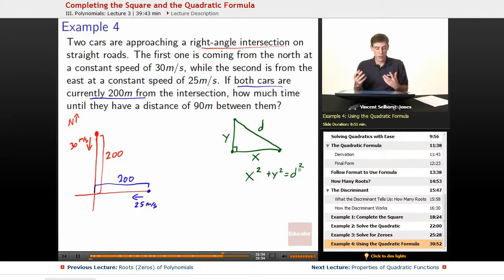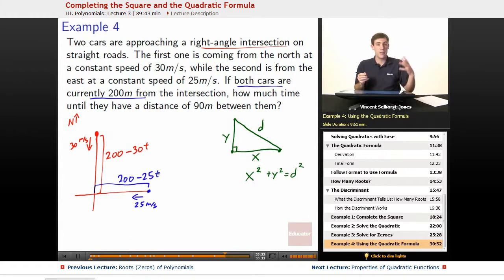Great, so we've got a way of relating these two things. But if we're just frozen at 200, 200 squared plus 200 squared equals distance squared, then we're going to get something that's never going to be 90, because we're just looking at a single snapshot in time. So we also have to account for their motion. They start off 200 away, but then they get closer and closer to the intersection. So it's going to be 200 minus 30t, because as more time goes on, more of their distance from the intersection will disappear. So 200 minus 30t, and then the other one is 200 minus 25t.